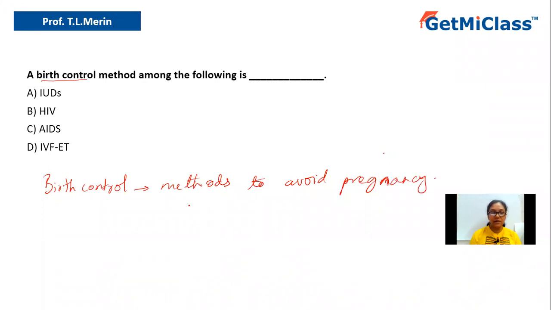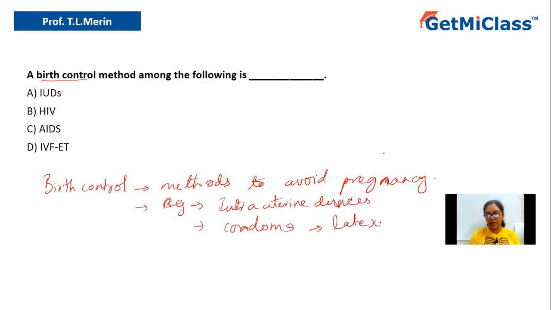Now, there are several birth control methods. For example, we have intrauterine devices, which are used within the uterus of the female so that there is no fertilization or pregnancy. And apart from that, we have condoms in case of male and female, both. There are two types of condoms for male and female. These are made up of latex. Again, this is used to avoid pregnancy.